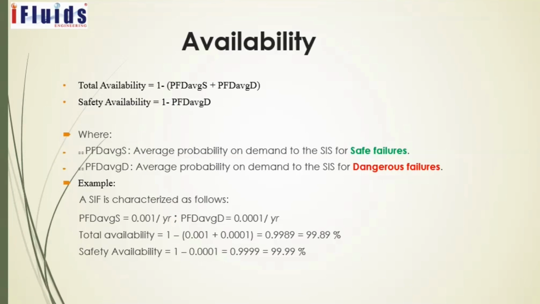Example, a SIS is characterized as follows. PFD average safe, that is average probability of failure on demand of the SIS for safe failures, is equal to 0.001 per year. That is 1 in 1000 years. So average dangerous failures is 1 in 10,000 per year. So total availability is 1 minus PFD average S plus PFD average D, that is 99.9%. Same way for the safety availability.